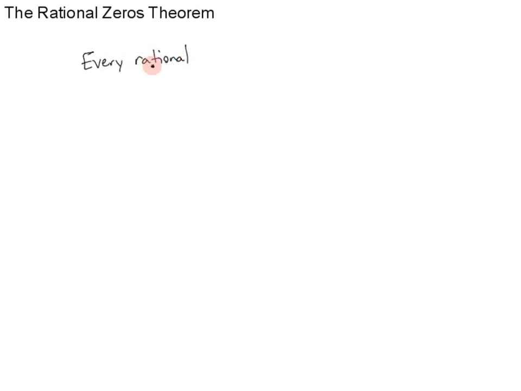What is a rational number? A rational number is any number that can be written as a fraction of integers. So 2 is a rational number because it can be written as 2 divided by 1. 1.3 is a rational number because it can be written as 13 over 10. 1/3 is a rational number because it's already a fraction. So that means 0.3 repeating is a rational number because it is the same thing as 1/3.